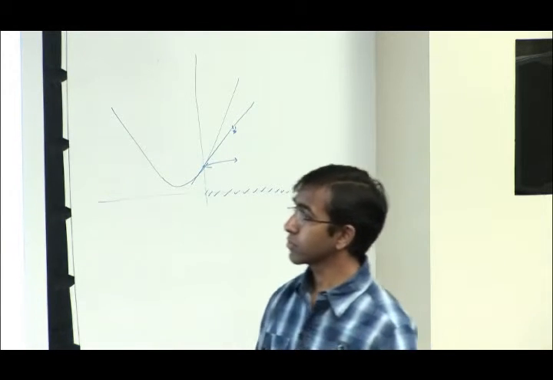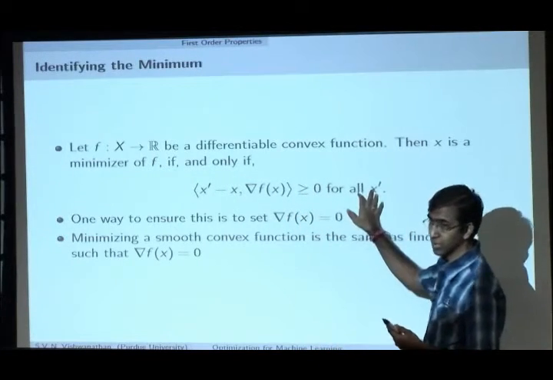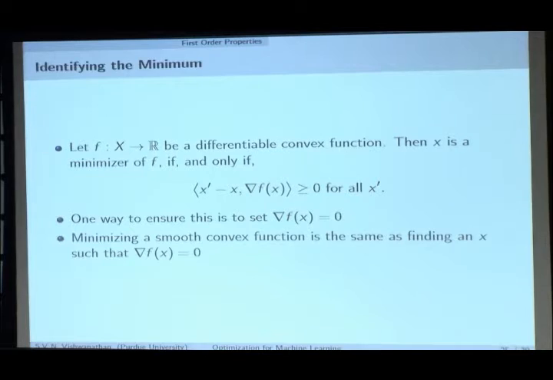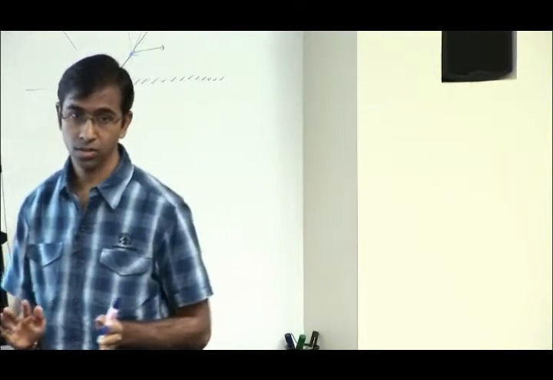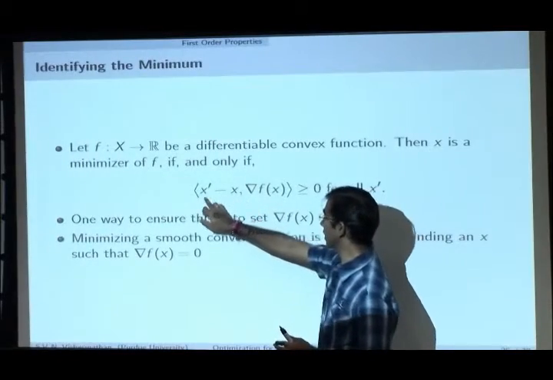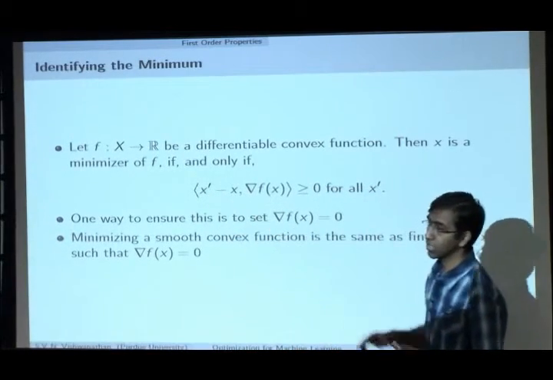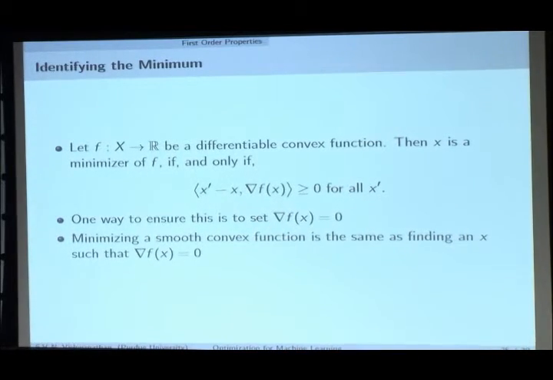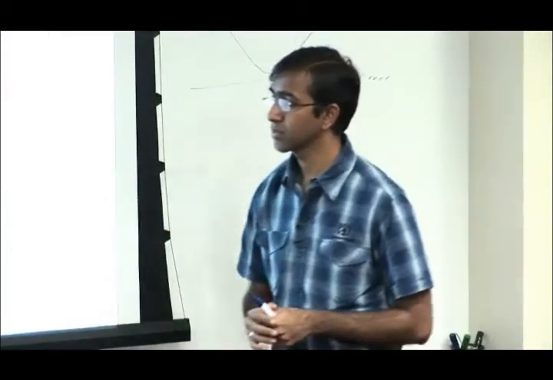Okay. So, in other words, if this was less than or equal to zero for some x prime, then what we should have been able to do is take x towards x prime and decrease the objective function. And that's why it cannot be optimal. That's why if x is optimal, then for all x prime in your set, x prime minus x inner product with your gradient at x should be positive. So this is called the first order characterization of optimality.